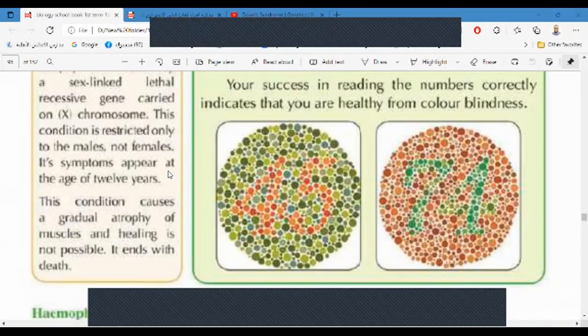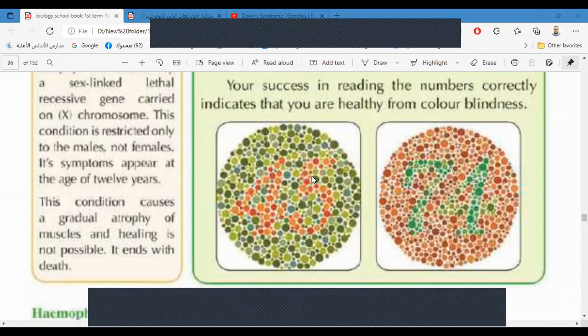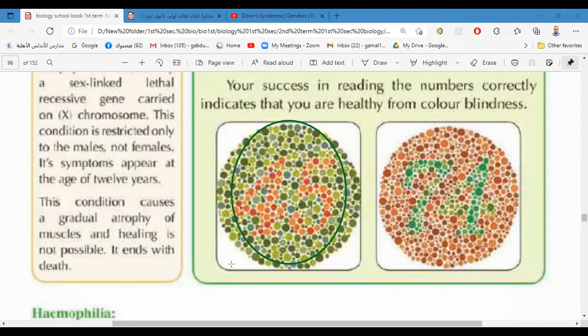Here I have a test for you. If you can see these numbers very well, you are not sick. I will test you now. Do you have color blindness or not? Salma, are you ready? This number, can you read it on the left side? Yes. Can you read this number? It is a number with colors. Yes, 45. Yeah, you have no color blindness, mashallah.